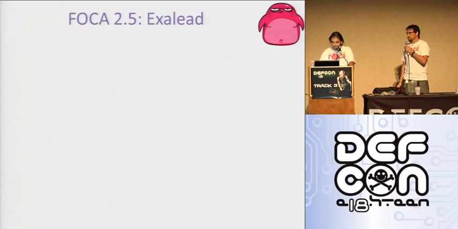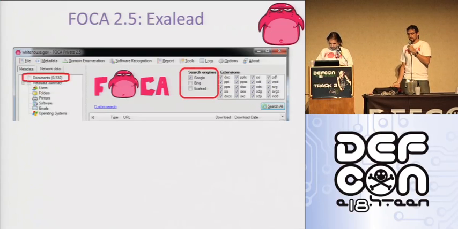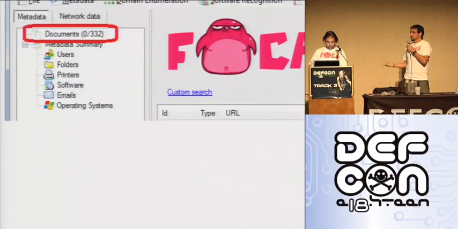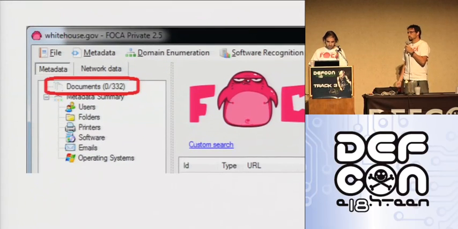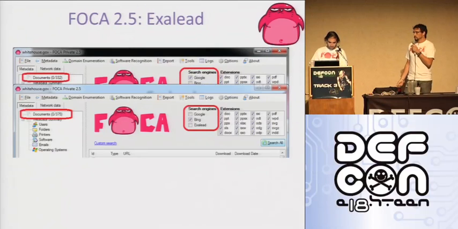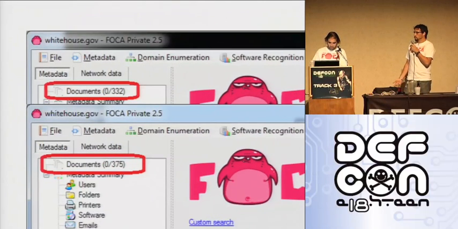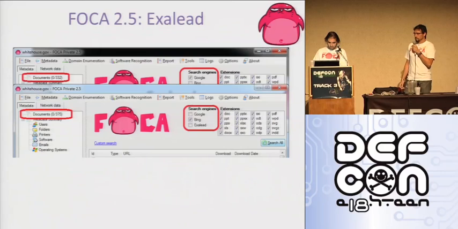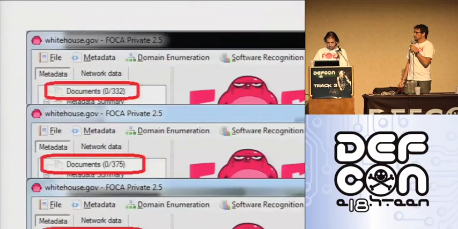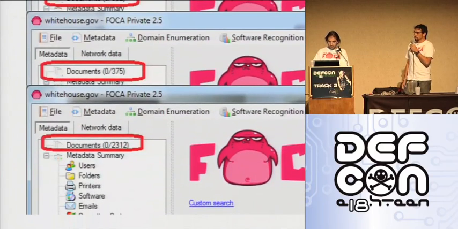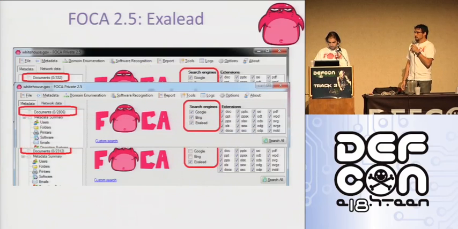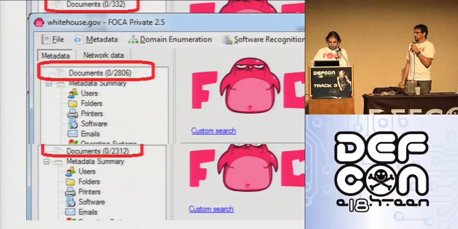One of the biggest things that we've done for Foca in this new version is we've added a new search engine. Before, we were using just Google and Bing. In this slide, you can see that even for the White House, if you just use Google, you have 332 documents. If you were using just Bing, you have a bit more, 375. Now we have a new one called Exalead, and it is discovering more than 2,000 documents. So we are combining the data from all these three sources, and we have a whole bunch of documents to look at, almost 3,000 for the White House.